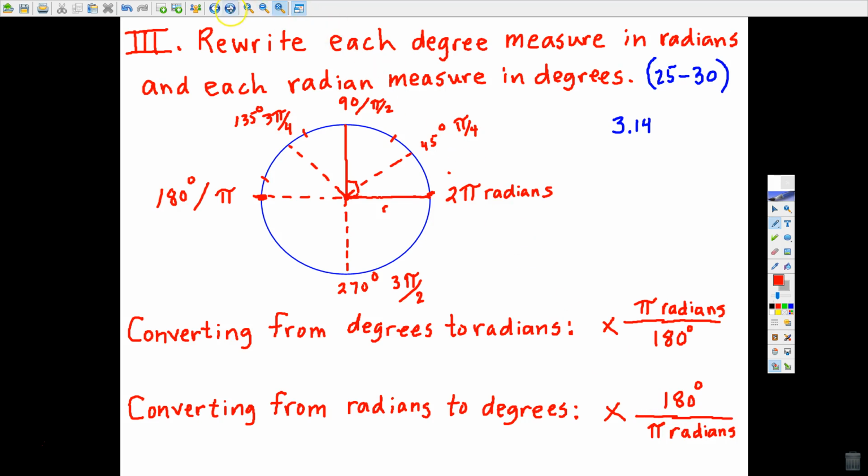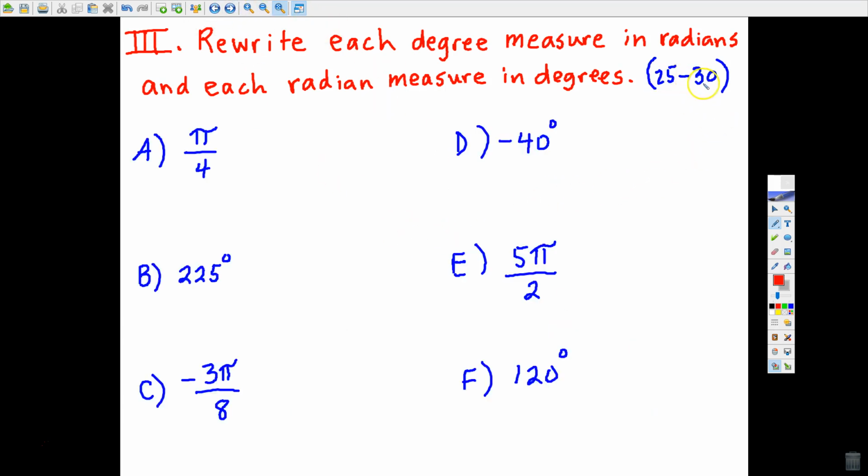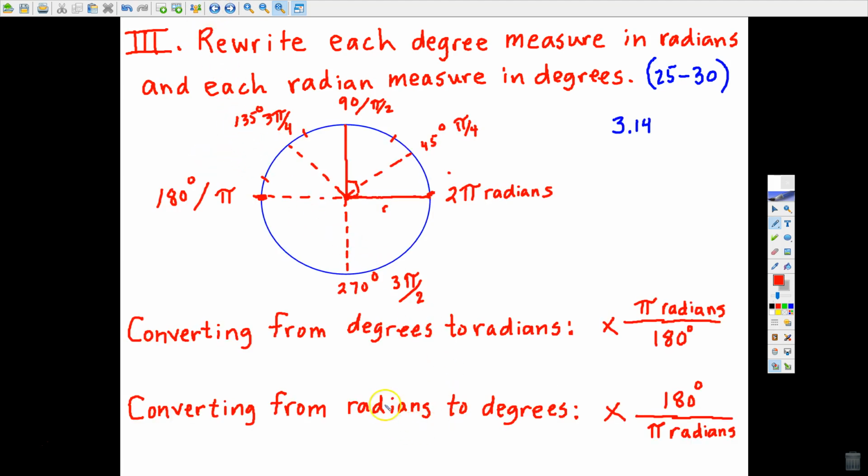All right, so let's just take a look then. This is what you're going to be doing on 25 through 30. So letter A is given to us in terms of radians. So I'm going to multiply by the conversion factor to change radians into degrees. So I'll just back up again.